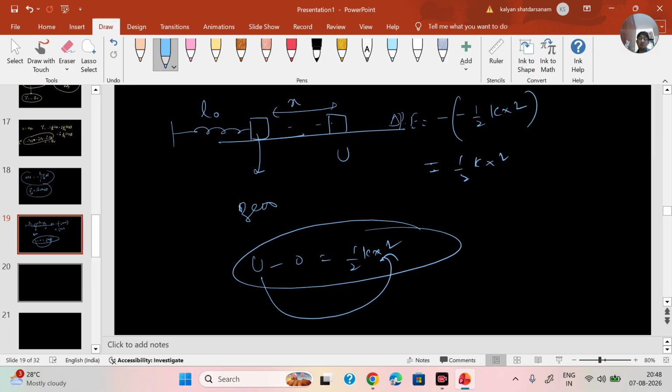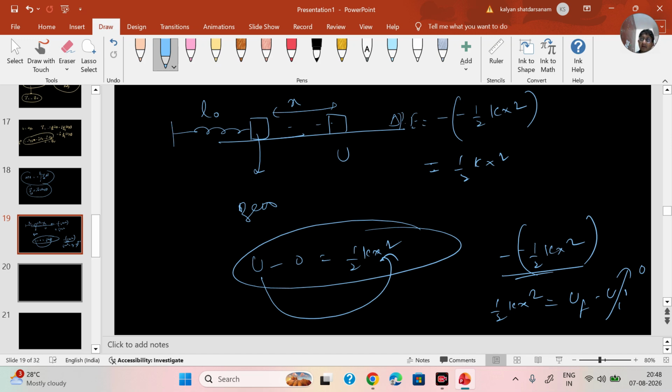Similarly, when you compress the block, work done by spring is again minus half kx square. Negative of work done by spring force is plus half kx square. That should be change in potential energy, U final minus U initial. But U initial you took 0 at natural length. So even in compressed state, potential energy is half kx square. So whether you expand or compress the spring, potential energy becomes half kx square.